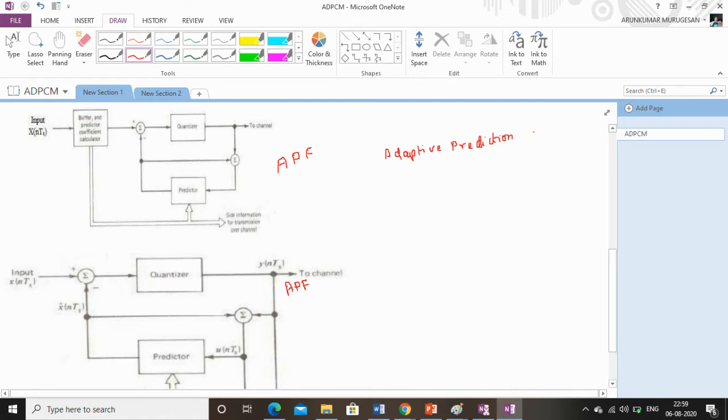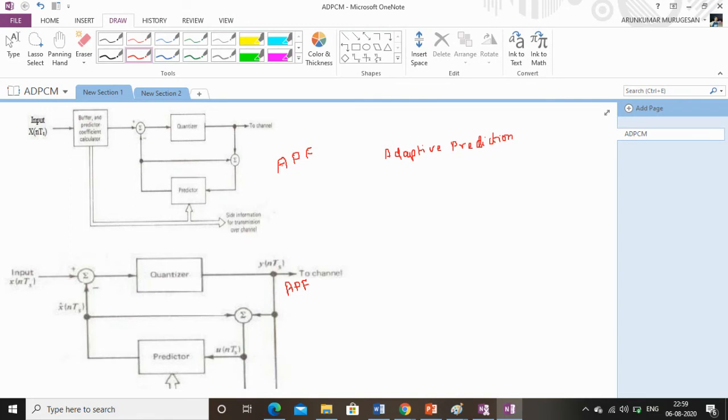Here, adaptive prediction with forward estimation requires buffering. It also creates a processing delay, and it needs to give the side information. The side information must be given on the transmitter side and also on the receiver side. So this is the drawback of adaptive prediction with forward estimation. This drawback is eliminated by using adaptive prediction with backward estimation.